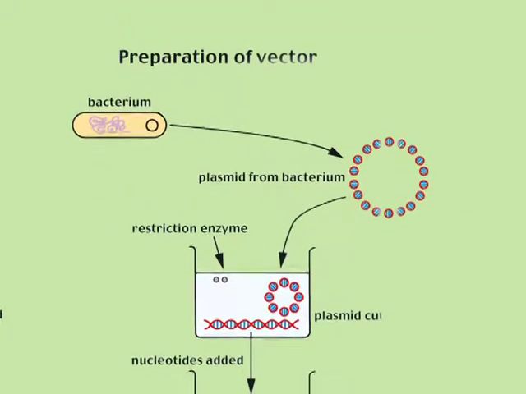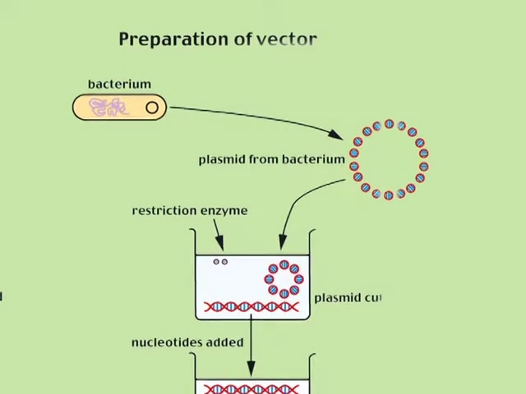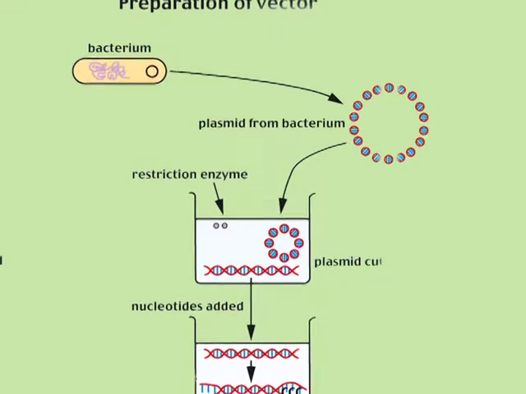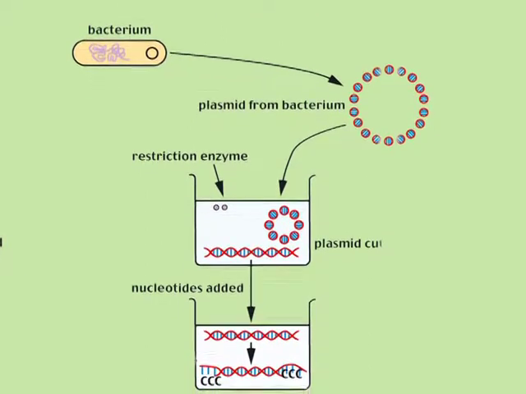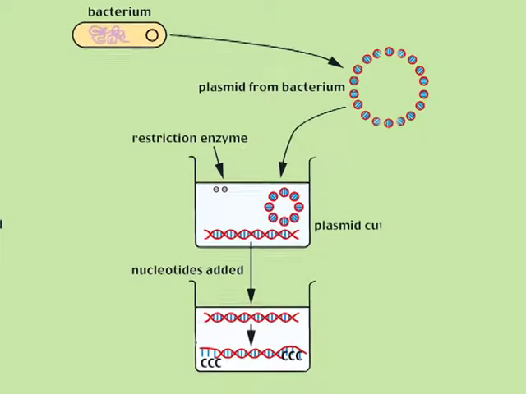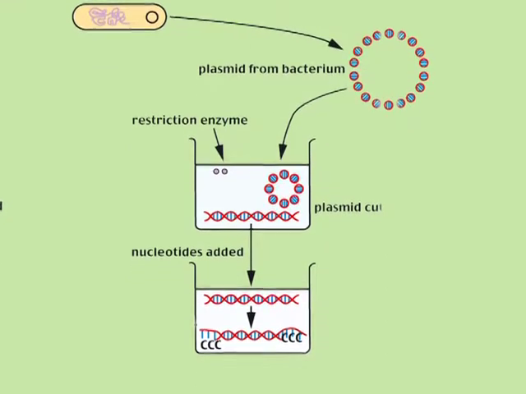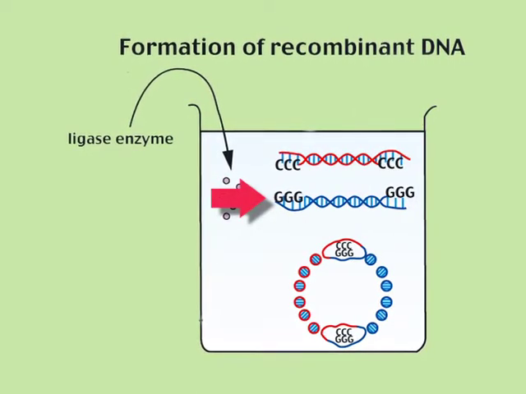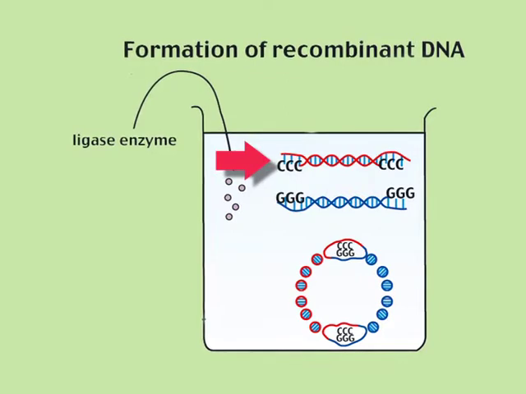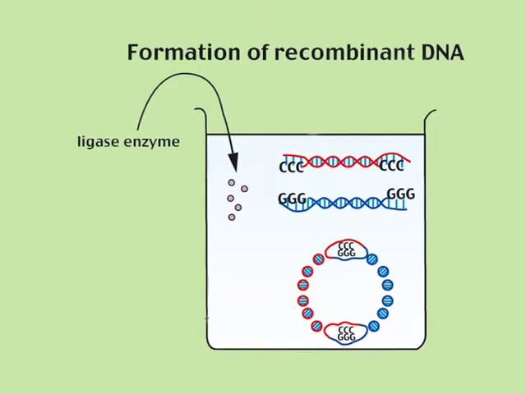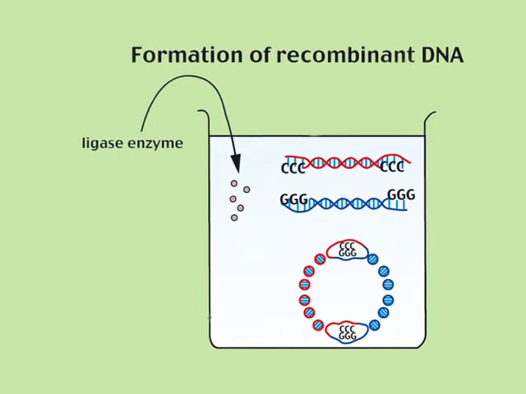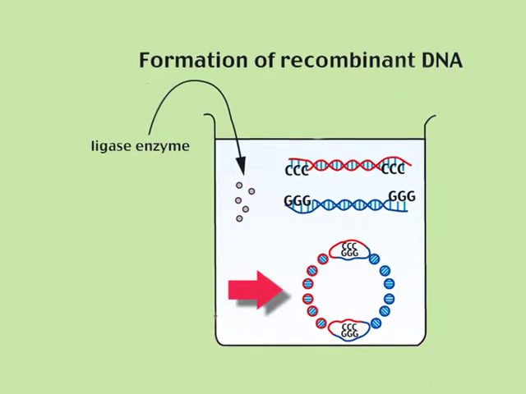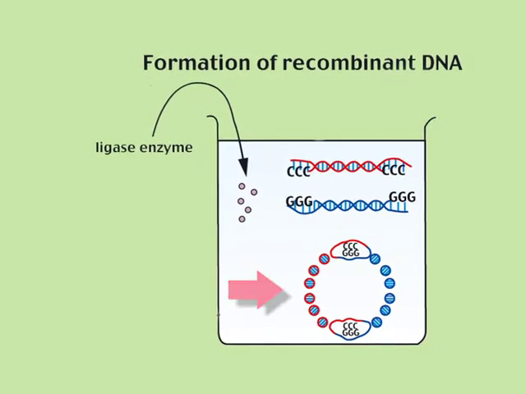Now, plasmids are obtained from bacteria. These small circles of bacterial DNA are cut using a restriction enzyme, this time one that does not make a staggered cut. Extra cytosine nucleotides are added to the cut ends of the plasmid. The insulin DNA with GGG sticky ends and the cut plasmids with CCC sticky ends are mixed together in the presence of a ligase enzyme. The exposed C and G bases join by hydrogen bonds, and the ligase joins adjacent sugar and phosphate molecules of the backbones.